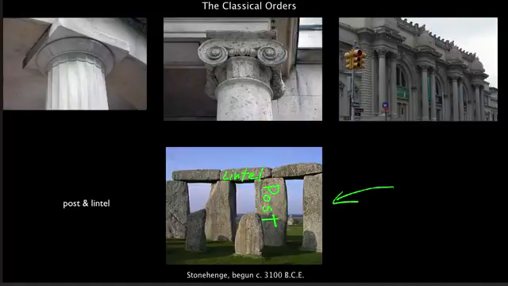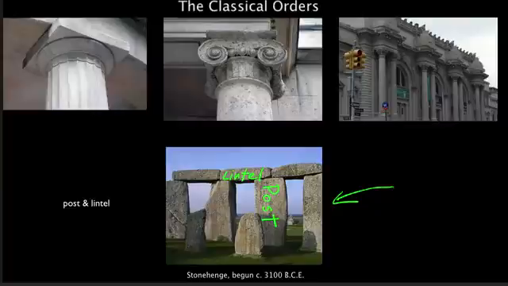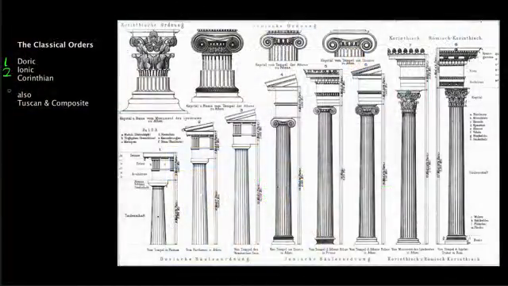Right, they developed decorative systems, and that's what we're referring to when we use the term classical orders. There are three basic orders: the Doric, the Ionic, and the Corinthian. There's a couple extra, but we're not going to go into those today, but we've listed them here for you just so you know what they are, the Tuscan and the Composite.